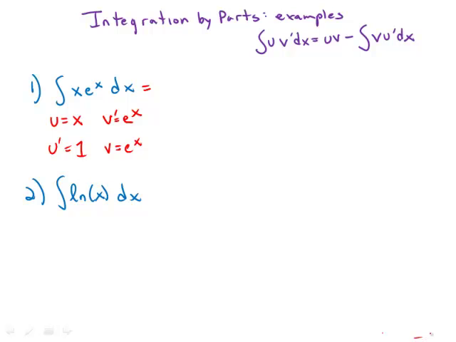And so we'll get u times v, that would be x times e to the x, minus the integral of u prime, which is 1, times v, e to the x dx. Well, that integral is a very easy one to evaluate. That's just e to the x. And what we get is x e to the x minus e to the x plus c. And it's worthwhile taking a derivative of this and verifying to yourself that the derivative is x times e to the x.